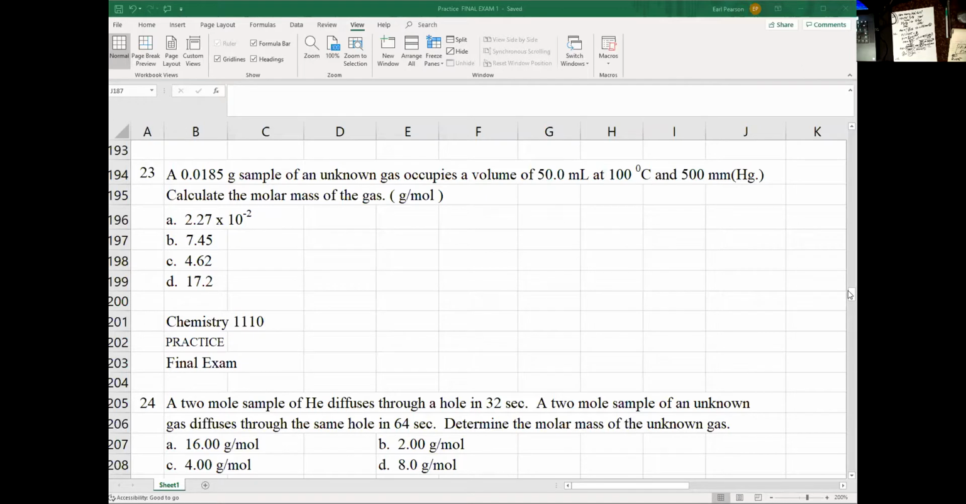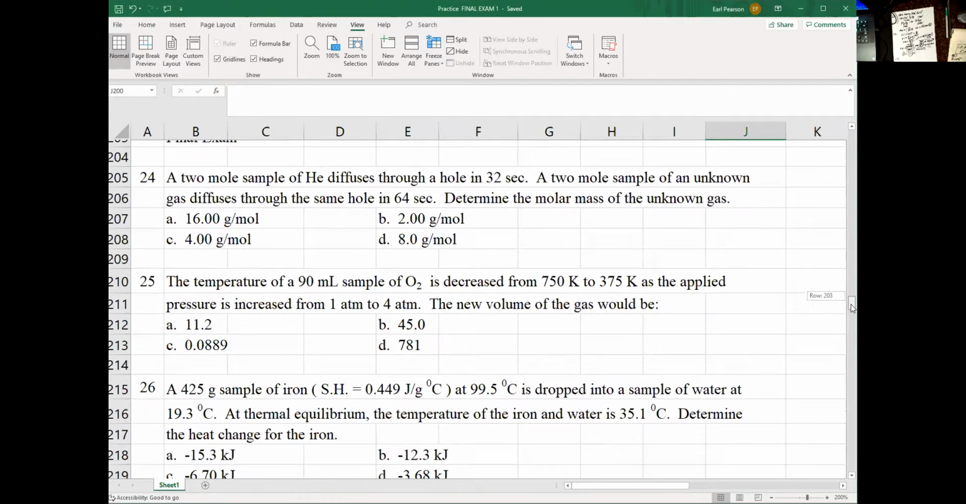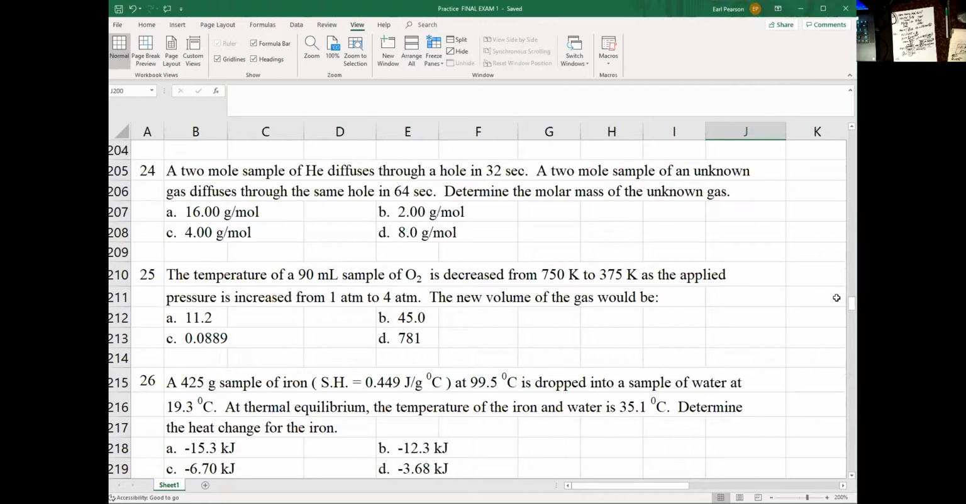Okay, while we're here, let's look at 24 and see what we're doing. 24. 2 moles of helium diffused through a hole in 32 seconds. 2 moles of a sample of an unknown gas diffused through the same hole in 64 seconds. Determine the molar mass of the unknown. Well, this again is a Graham's law type problem. V1 over V2 is the square root of M2 over M1.